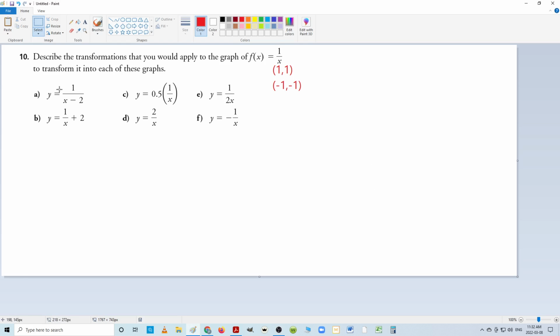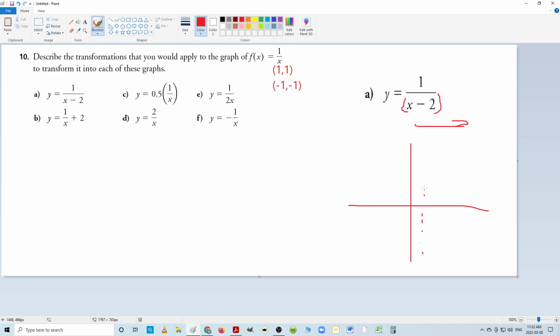So there we go. Now let's look at this one. What's going on here? Well, we just did this in Desmos. This will move the entire graph to the right by 2, which means since that's the only transformation, the new asymptote will be at x is equal to 2. The horizontal asymptote will remain at y is equal to 0. Always label your asymptotes. The new points, 1 comma 1, I just add 2 to the x's. So this is called a horizontal translation 2 to the right.